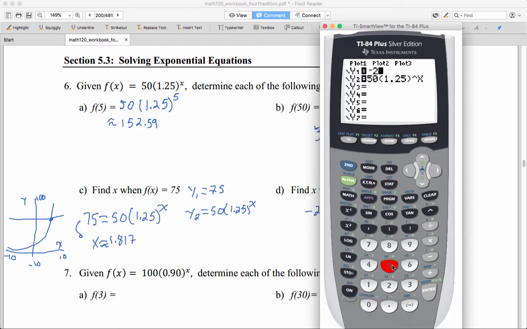Since I cleverly did that in the last one, all I got to do is come in and change y1 to negative 25. So I need to also go adjust my window because my y min is only at negative 10. Let's go down to negative 30 here so we can see a bit more of our negative y-axis, because we know that y1 equal to negative 25 is a horizontal line going through negative 25 on the vertical axis.